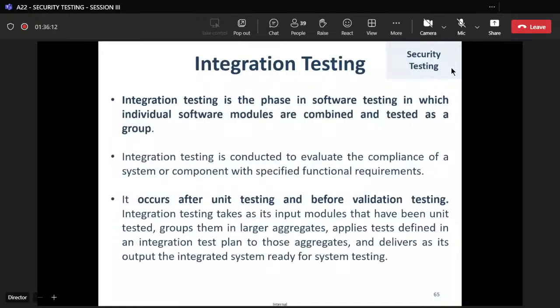Integration testing, as we just discussed: once the individual software modules have been completed through unit testing, they will be combined and tested as a group. This is to evaluate the compliance of the system or the various components with the specified functional requirements, I can say the business requirements. This integration testing will be completed after unit testing and before validation testing. Validation testing is also called system testing. So before that, they'll be performing this integration testing.